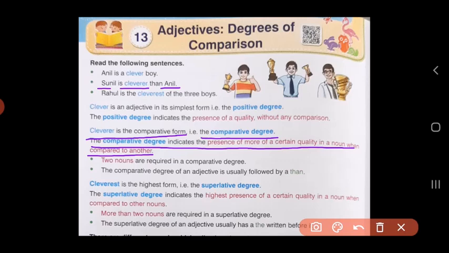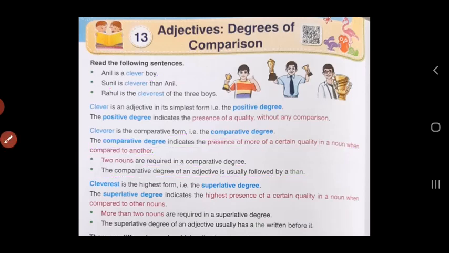So always remember, in the comparative degree, you require two nouns. And second, the comparative degree of an adjective is usually followed by than. As you can see here, Sunil is cleverer than Anil. So these 2 points you need to remember for comparative degree.